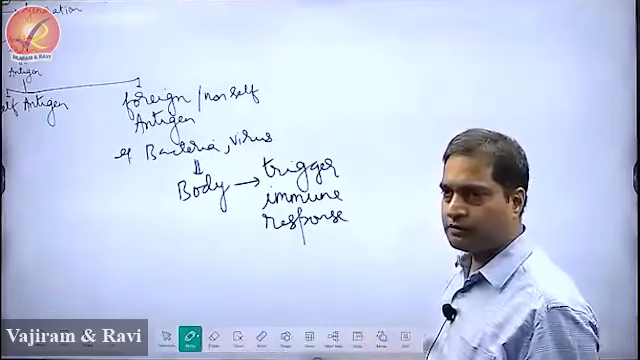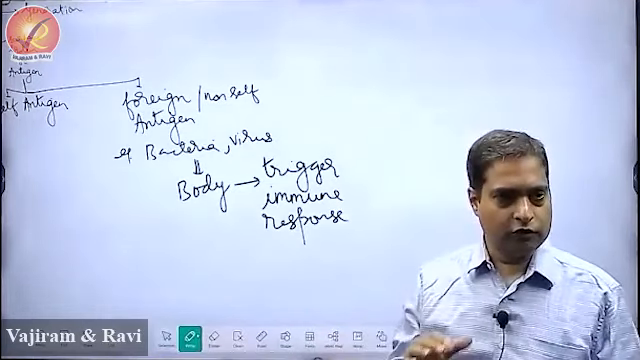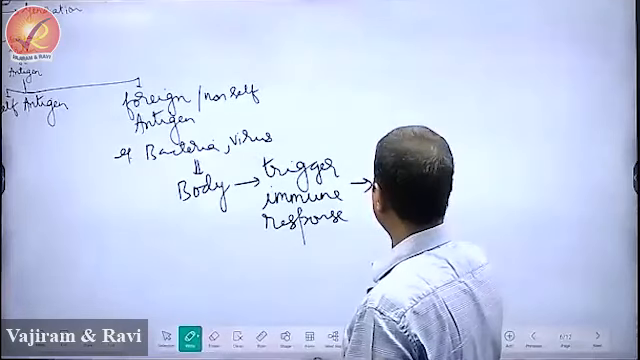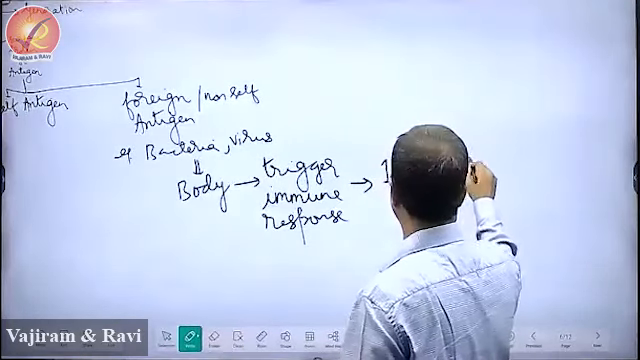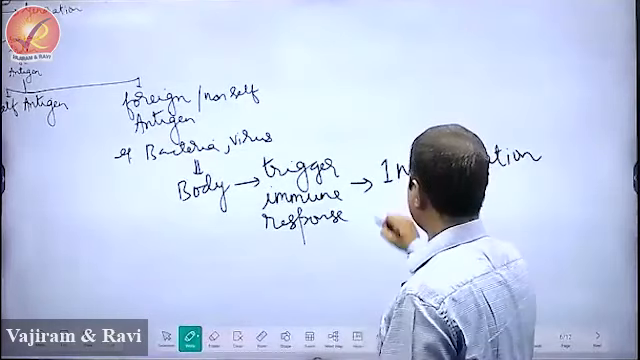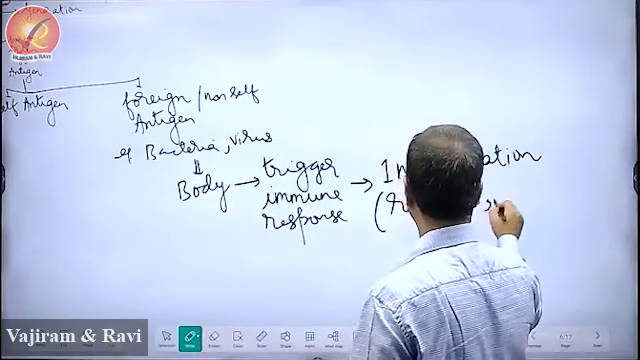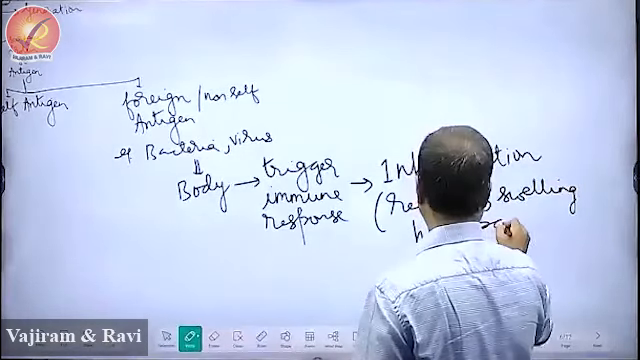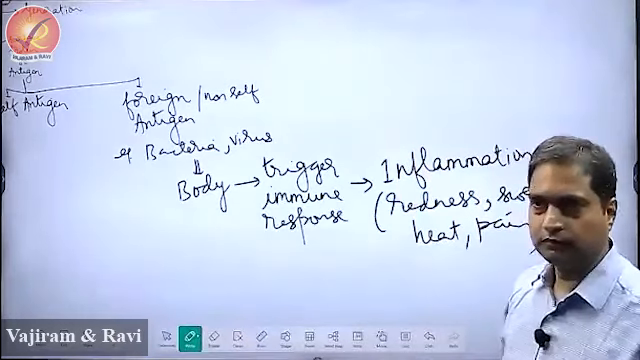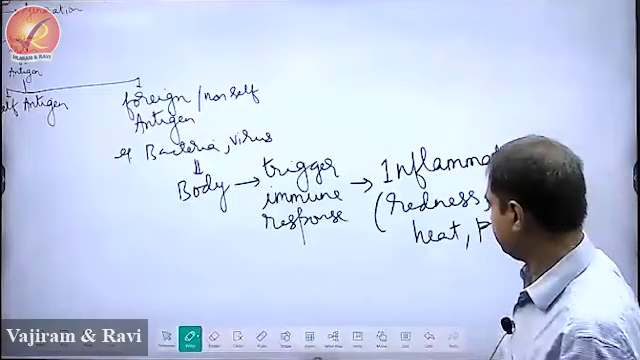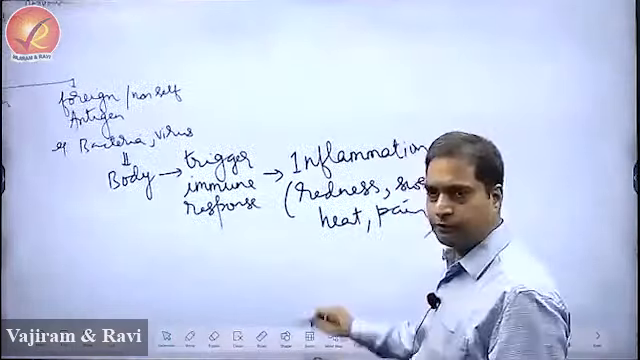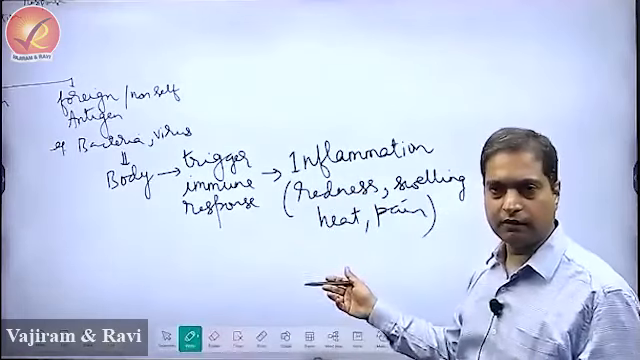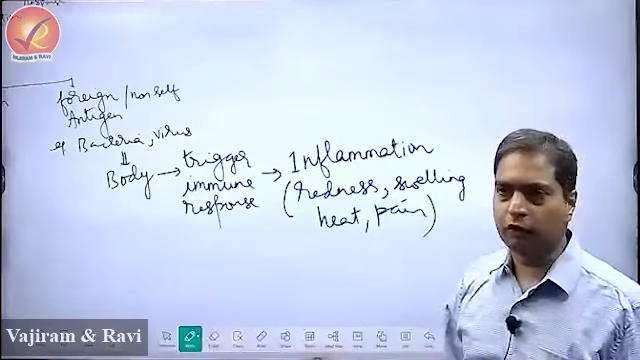As a result of immune response, suppose some infection enters your body. How does the body respond to that infection? You can find there is redness, there is swelling, there is heat and pain. These are signs of inflammation. So the body triggers what? Immune response. And that immune response becomes what? Inflammation is an immune response of your body to protect the body against what? Some foreign antigen.